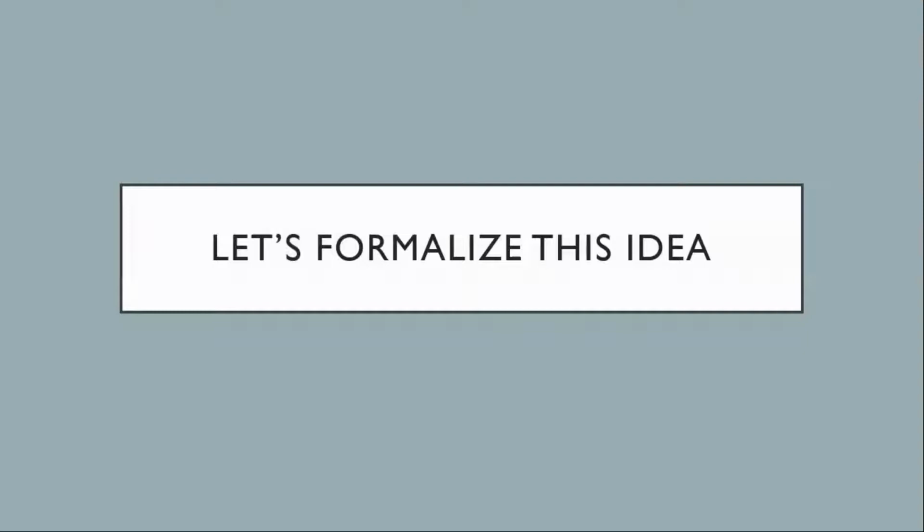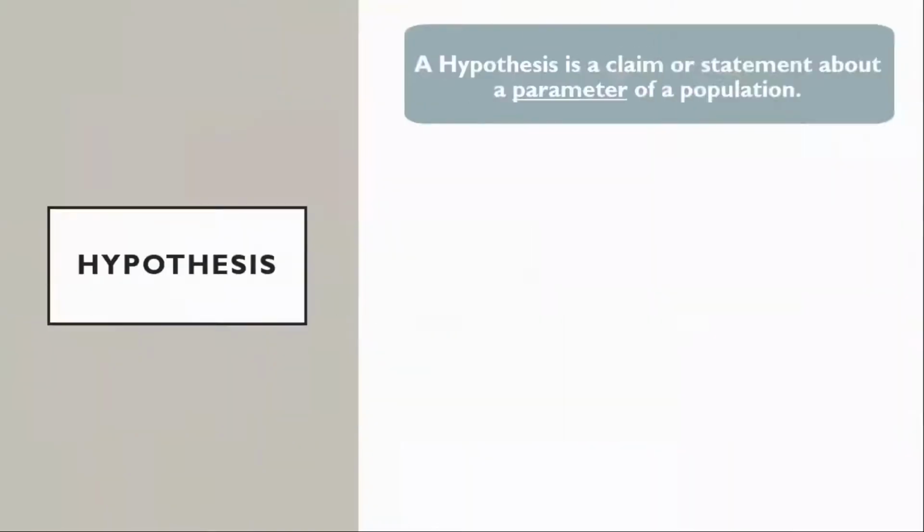So now let's try to formalize this idea. The first concept we're going to need is hypotheses. A hypothesis is a claim or statement about a parameter. Note that when we made the assumption about Jill, we didn't assume what she would do in the experiment. We assumed what would happen if she kept guessing always, right? For all of time, all of the guesses she would ever make, 20% of them would be correct.